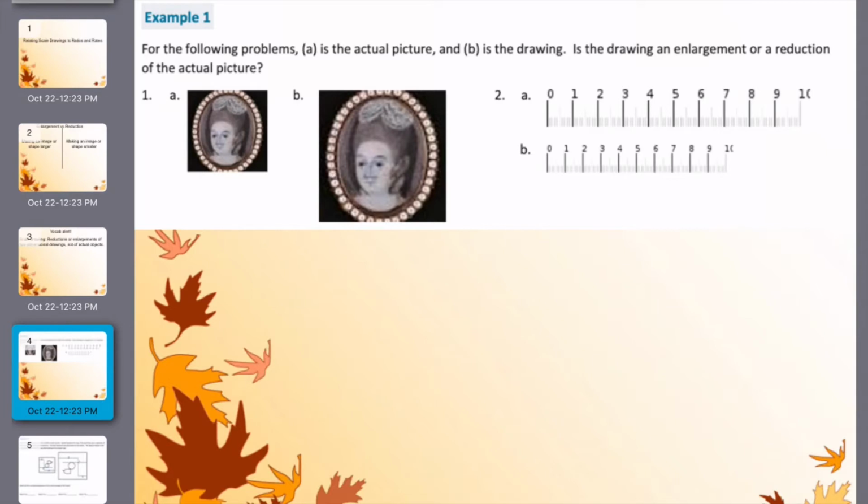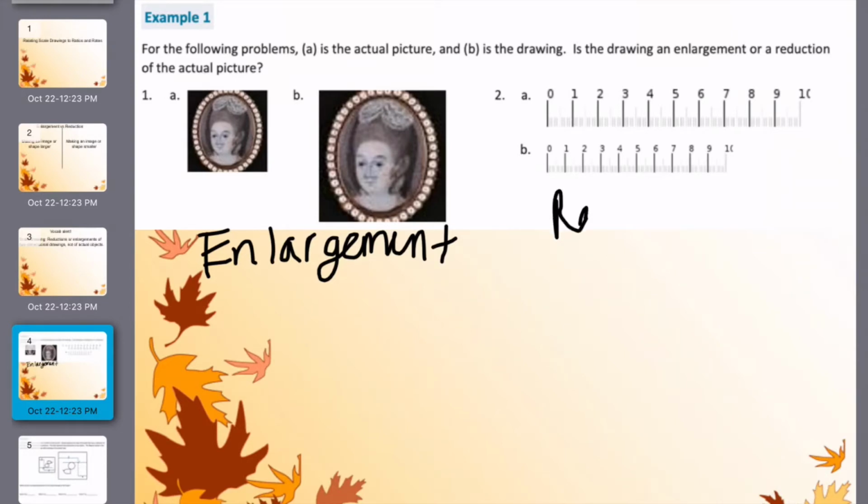For the following problems, A is the actual picture and B is the drawing. Is the drawing an enlargement or a reduction of the actual picture? Well, for the first one, I see that A is smaller than B, which means that B has to be an enlargement. For number two, A is larger than B, so that means that B has to be a reduction. Let me change that up a little bit, make it a little bit easier to read. A reduction. Let's move on to another problem.